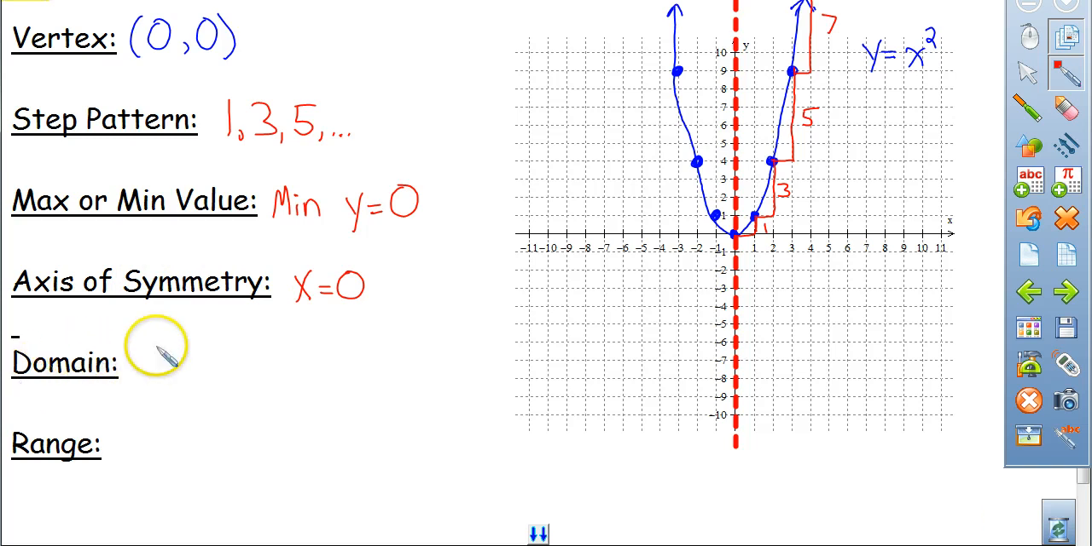Now we're also going to discuss domain and range. We'll do that in class.